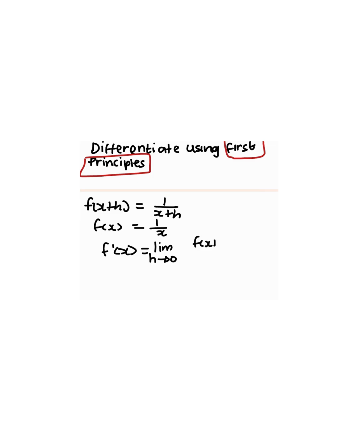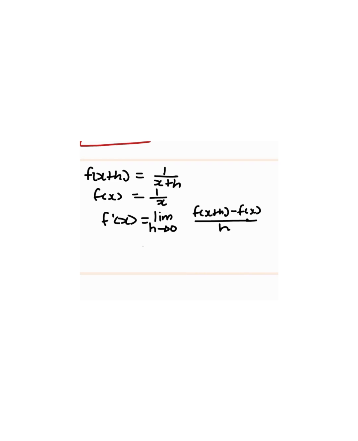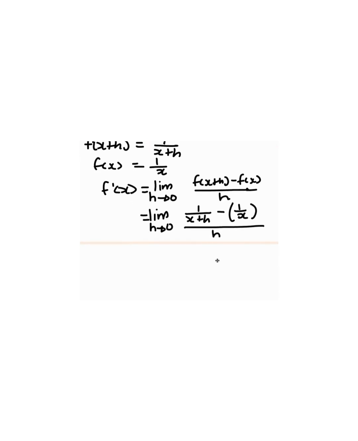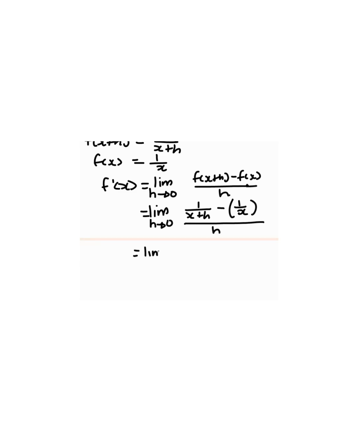f(x+h) minus f(x), divided by h. Our f(x+h), as the limit tends to 0, we have 1 over (x+h) minus (1 over x), divided by h. So now we have two fractions. Now we are working with fractions, meaning we are now going to use the LCD method.